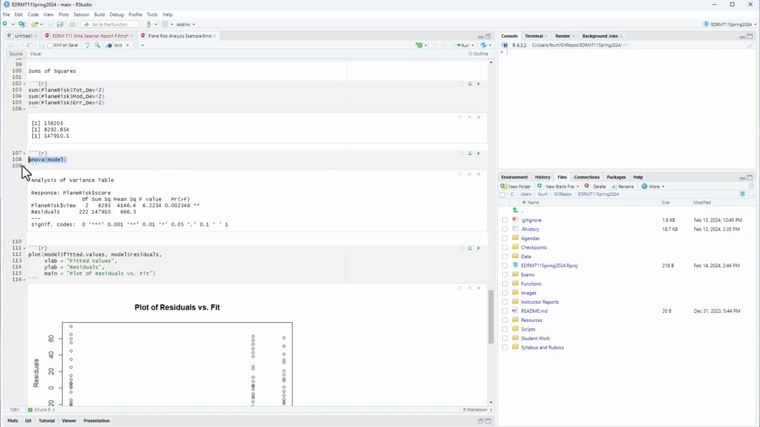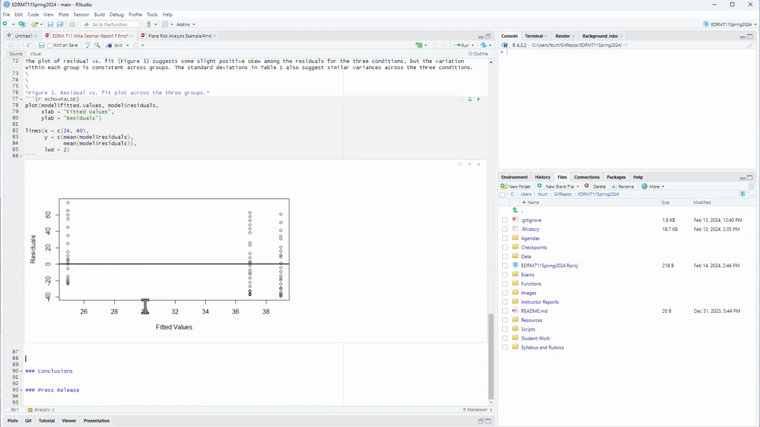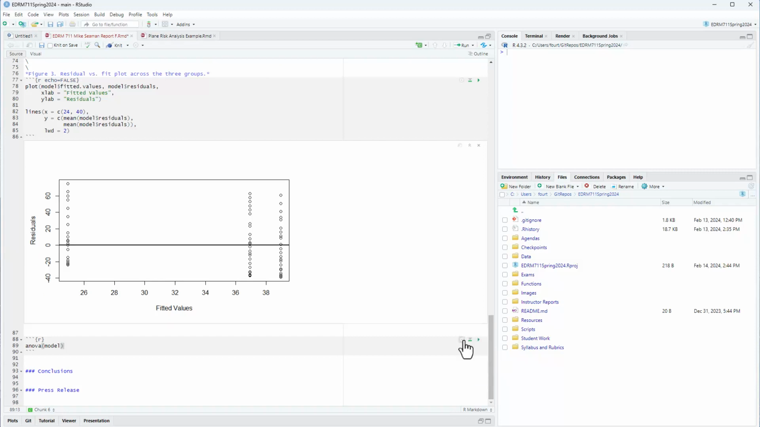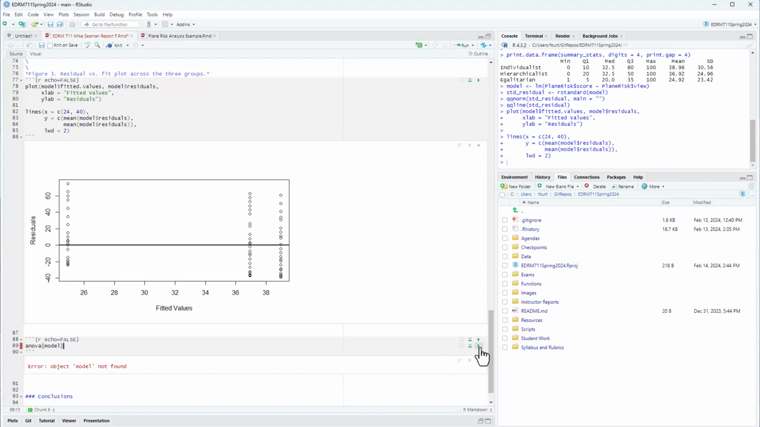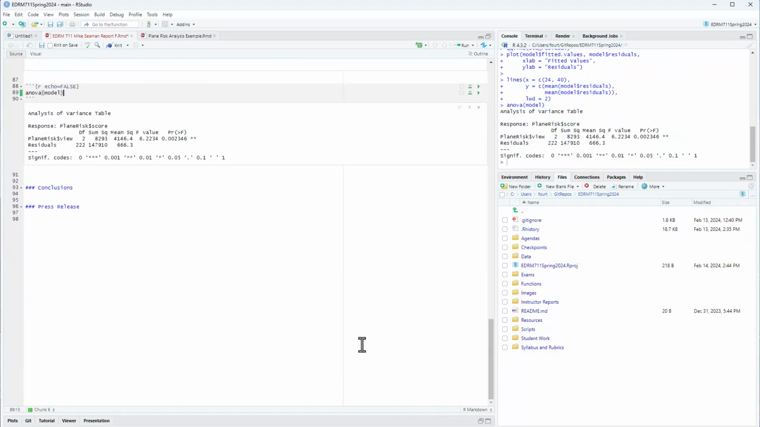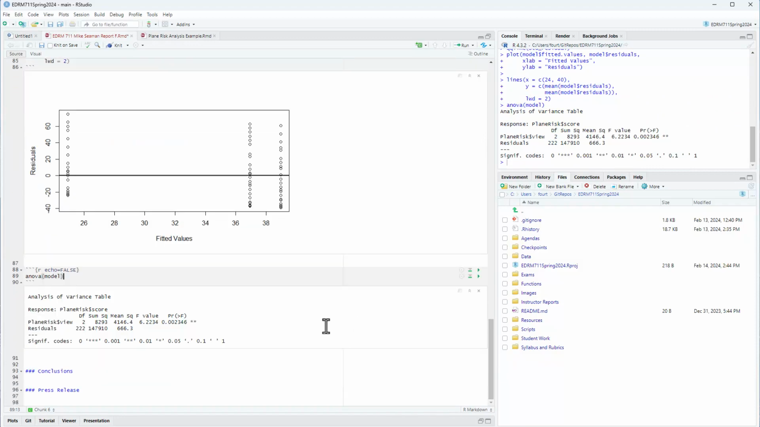Now, I was just trying to copy the whole code chunk, but I was grabbing other stuff as well, so it's just as easy to put in a new code chunk, put in my analysis of variance. Let's hide the chunk, but show the output, and let's see what it looks like. Oh, I need to make sure everything's run up above. There we go. Okay, so there's my analysis of variance table.